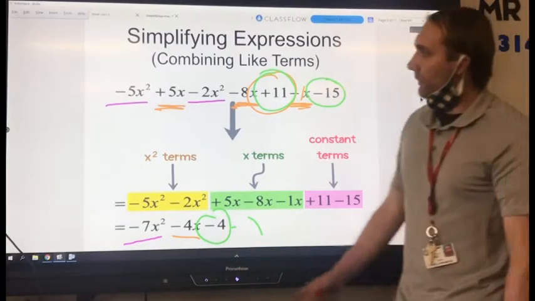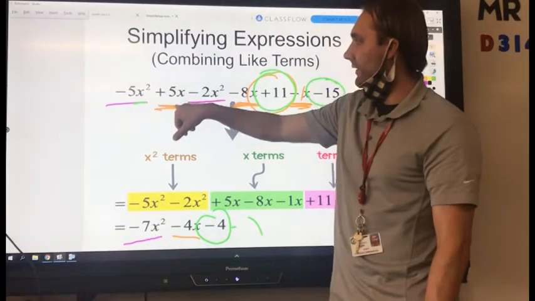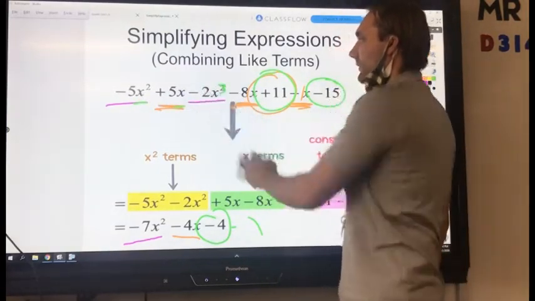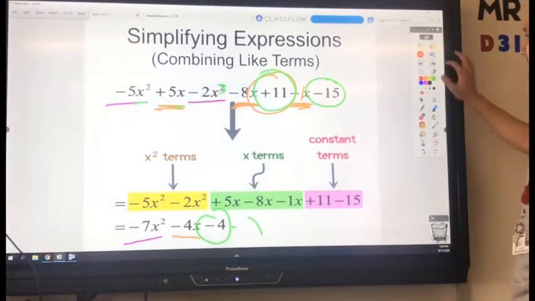So again, please don't add the squares and the x's or the cubes together. Same variable, but they're actually different terms.